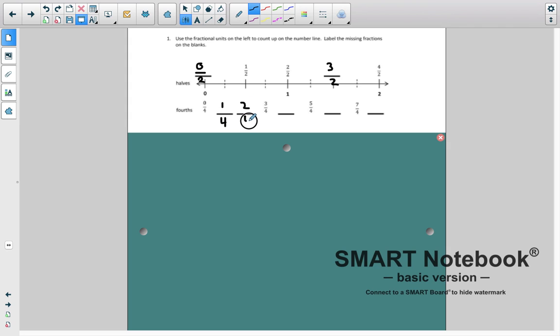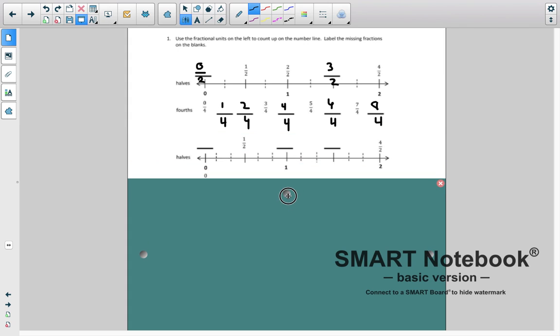2/4, 3/4, 4/4, 5/4, 6/4, 7/4. What comes after that? 8/4. Good, we're just counting up. All right, now we can do our other one.